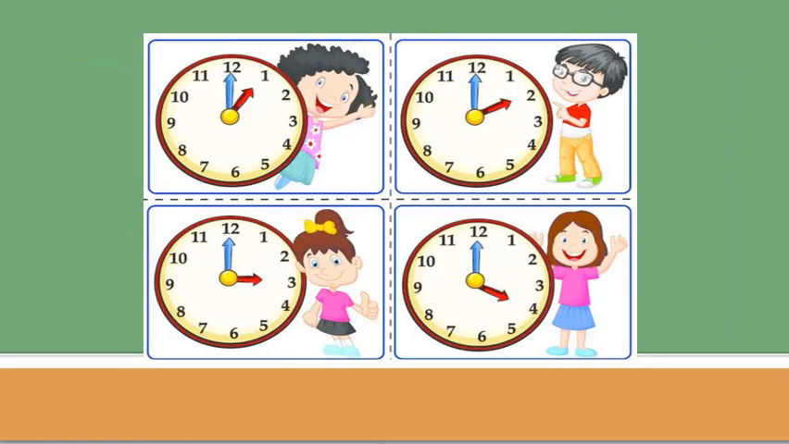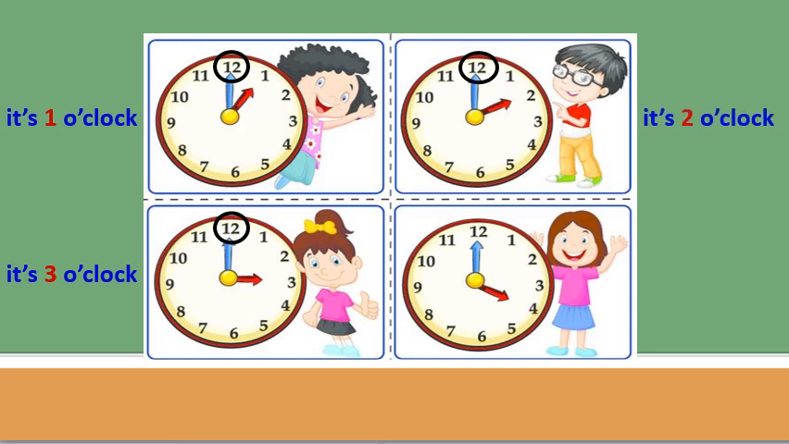Let's practice. In the first clock here, the short hand points to 1. The long hand points to 12. It means 1 o'clock. And the second clock here, the short hand points to 3 and the long hand points to 12. It means 3 o'clock. Here, the short hand points to 2 and the long hand points to 12. It means 2 o'clock. The last clock here, the short hand points to 4 and the long hand points to 12. It means 4 o'clock.